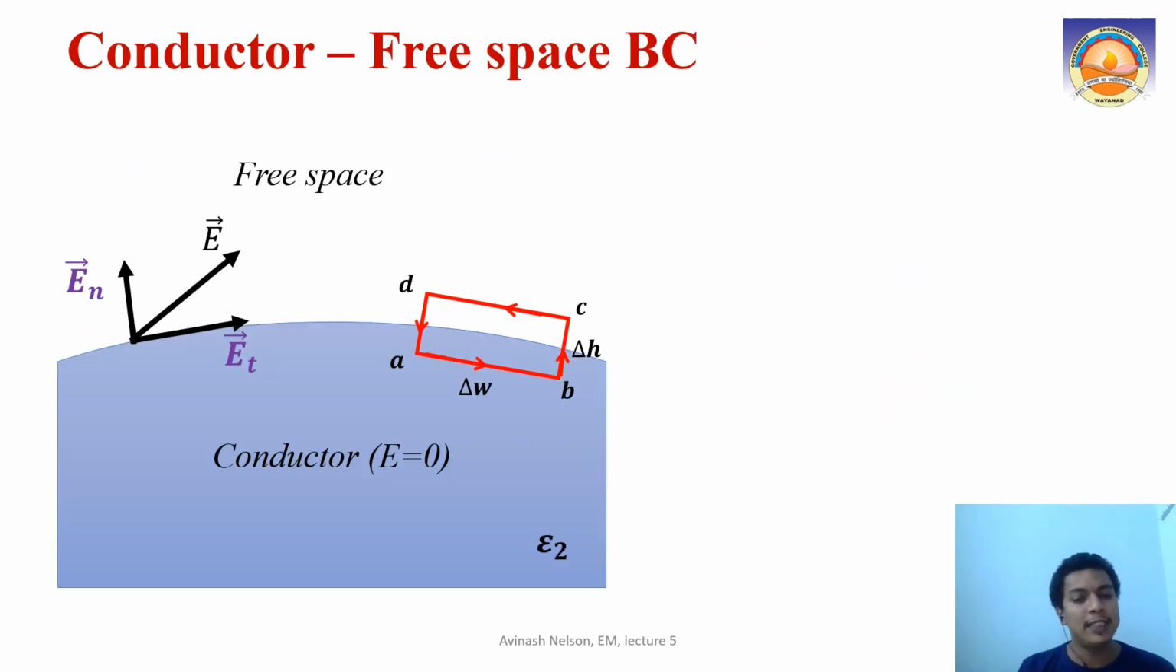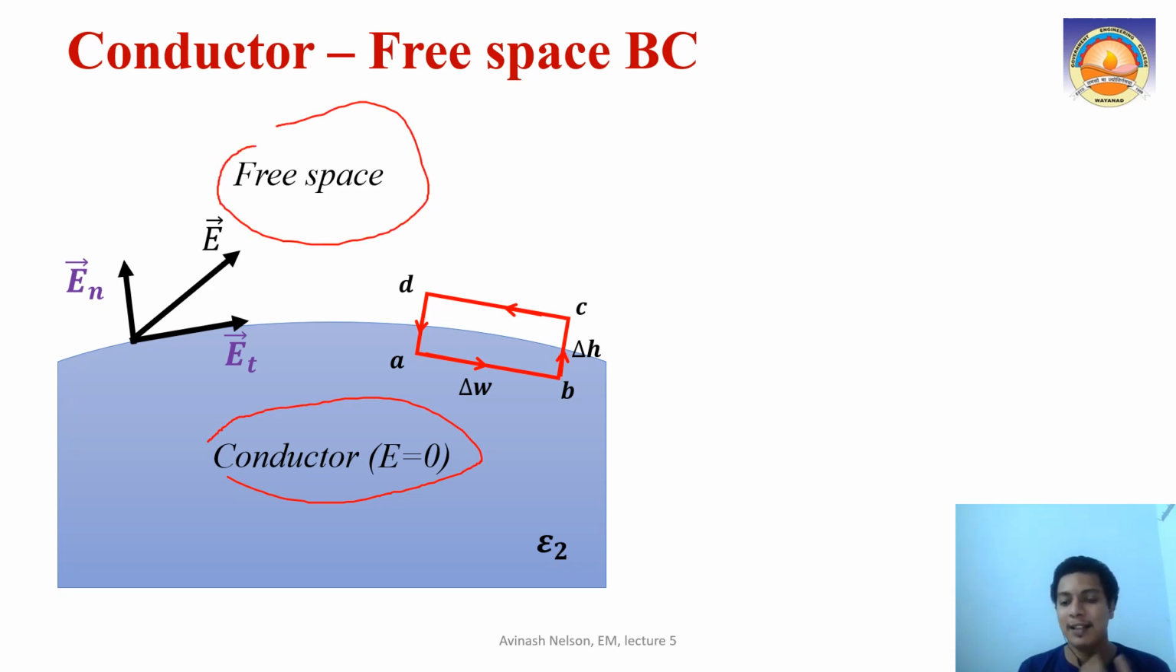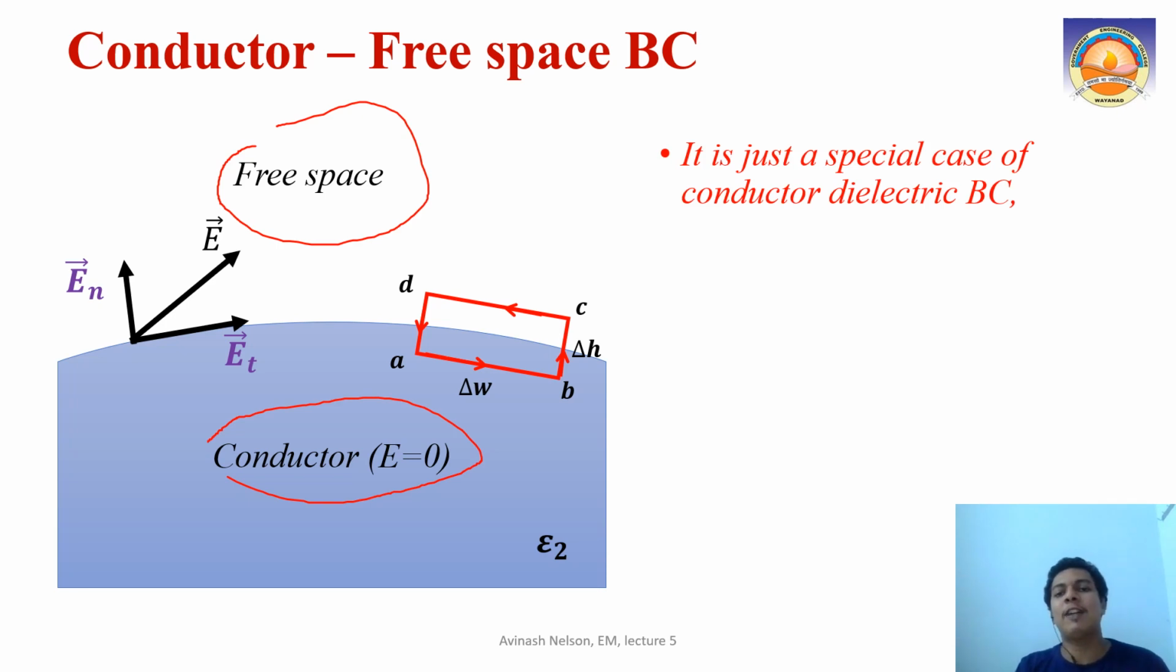Now the last case is that we will see the conductor free space boundary condition. Conductor means what? Its electric field is 0. What about free space? Free space you can say is just another dielectric, because it has a dielectric permittivity. What is the permittivity value? Epsilon 0. So it is just a special case of our conductor dielectric boundary condition.